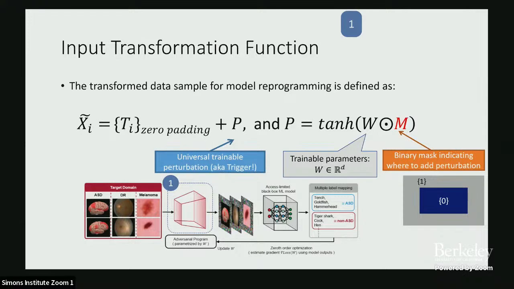Or you can add the perturbation inside the image as well. But basically, our empirical results suggest that the best way is to put the target data at the center of the inputs and only train those border parameters, the pixel values. That is usually the best configuration. So this W will be the universal trainable parameter. And of course, you can consider more complicated settings, even introducing a small neural net to produce this input perturbation or transformation function.